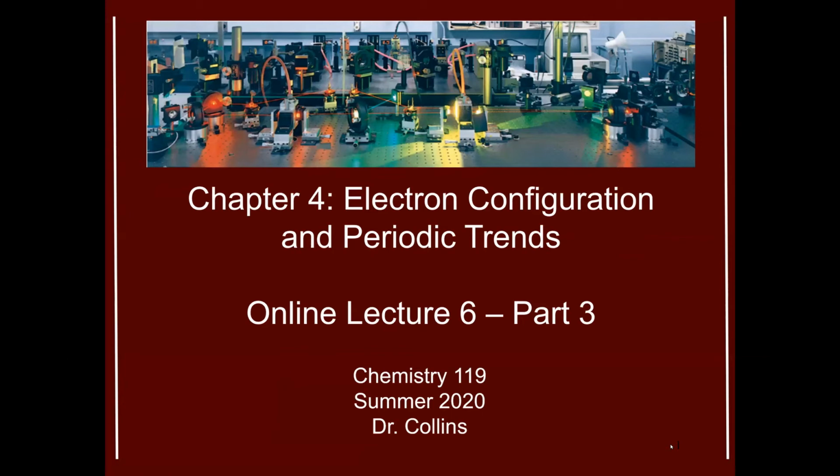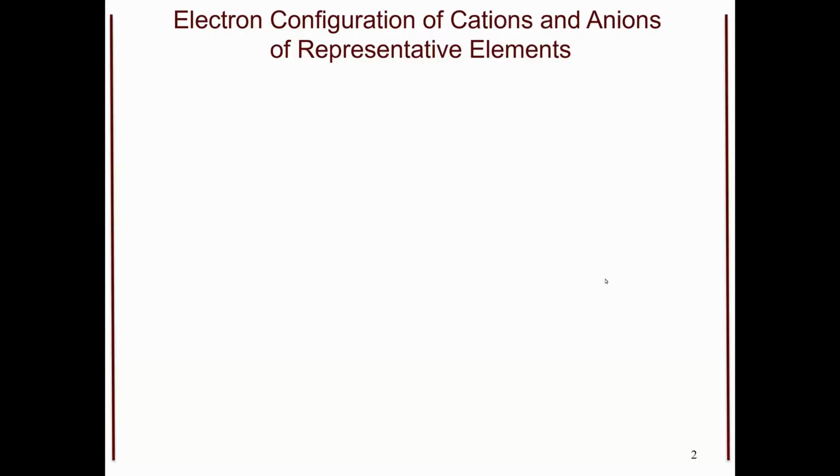Hi students, in this final video for online lecture 6, we are now going to talk about the electron configurations of our ions. We are going to talk about two really different kinds of ions throughout this section: ions created by what we call the representative elements, those are the s and p blocks, and then eventually we'll talk about the transition metals.